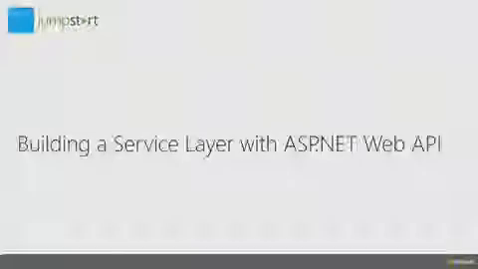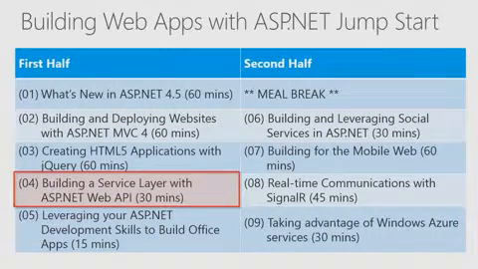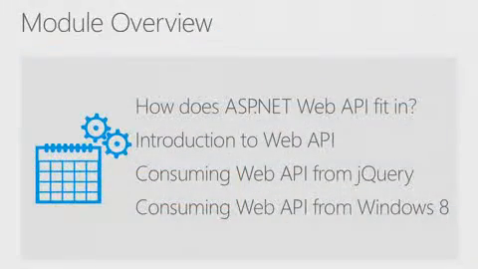Okay, so let's dig into building a service layer with ASP.NET Web API. We are on Module 4. Here's what we're going to be talking about: first, how ASP.NET Web API fits into the whole ASP.NET, web forms, and MVC picture. Then we're going to look at consuming a web API, first using jQuery in a web application, and then using a Windows 8 client.